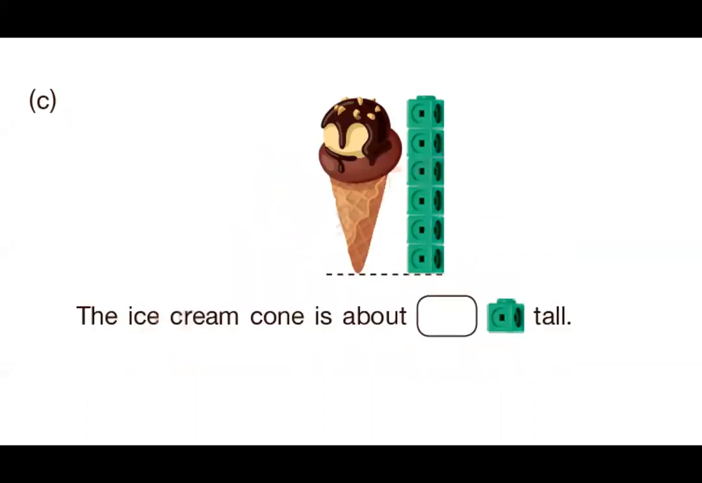Look at part C. The ice cream cone is about, what is the length? Let's see. 1, 2, 3, 4, 5, 6. So here we write 6. Okay. Actually, we call this height. The height of this ice cream cone is about 6 cubes tall. Okay.